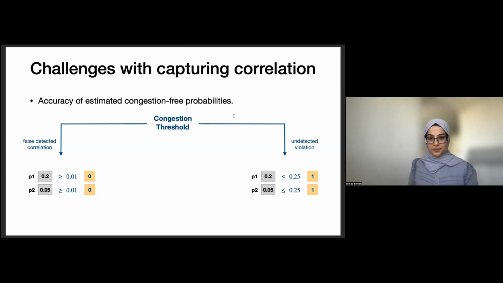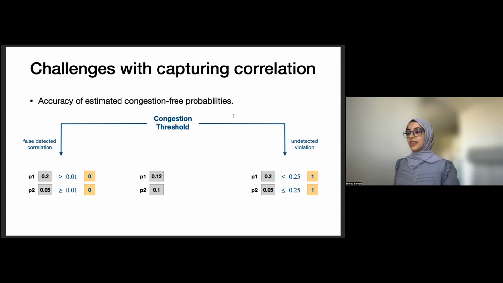There's one last risk. Assume now the loss ratios change. So now the loss ratios are 0.12 and 0.1. These are loss ratios that are close to each other. So most probably there was a correlated congestion here, and I need to capture that. But my threshold was sensitive, in between these two, so I came up with the conclusion that one is congested, the other isn't. And in this case, I failed to detect the correlation.